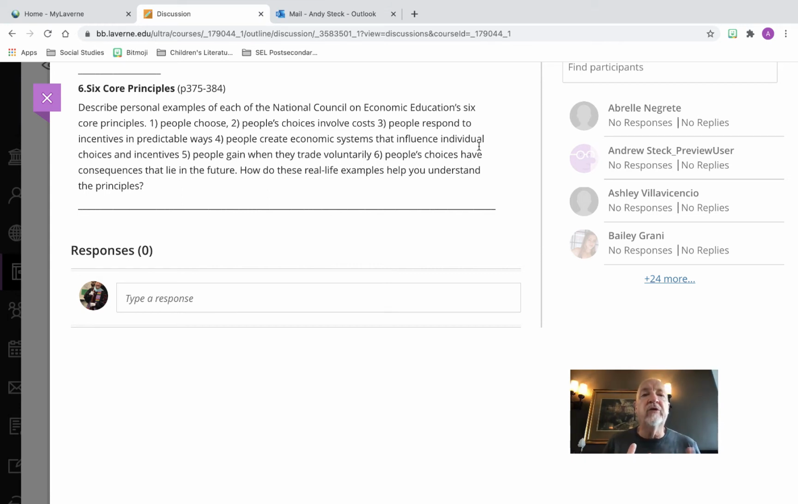1, people choose. 2, people's choices involve costs. 3, people respond to incentives in predictable ways. 4, people create economic systems that influence individual choices and incentives. 5, people gain what they trade voluntarily. 6, people's choices have consequences that lie in the future.